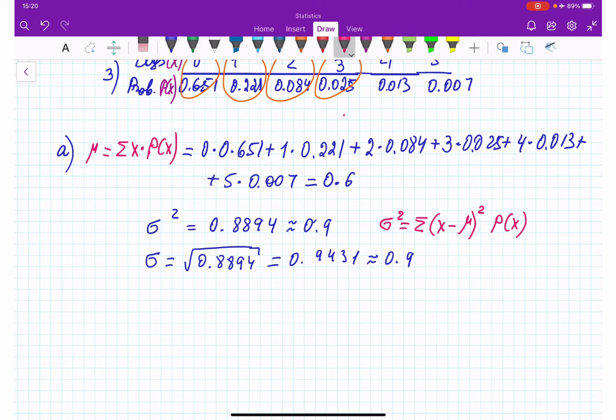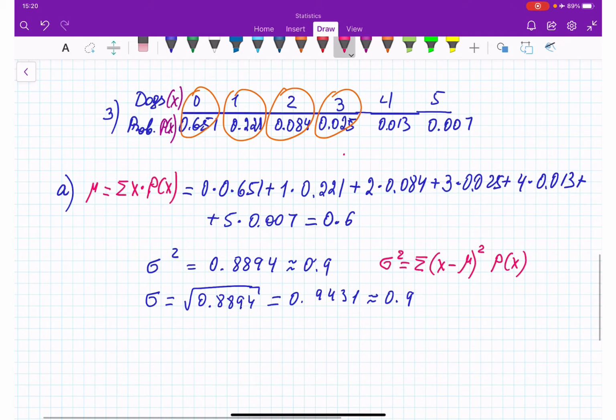So you can go one by one. For every x, let's say 1 minus 0.6, 2 minus 0.6, 3 minus 0.6, right? And then square every single result, and then do times probability of x. I will record it on Excel, for whoever wants to learn it. And then the sigma will be, accordingly, the square root of sigma squared. That's it. All right.